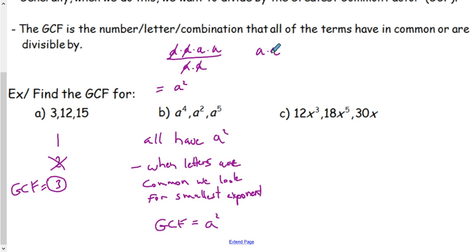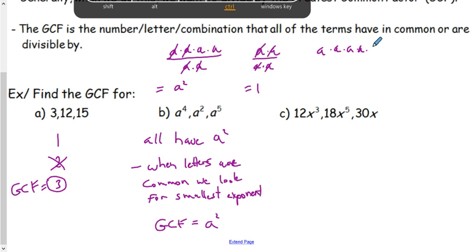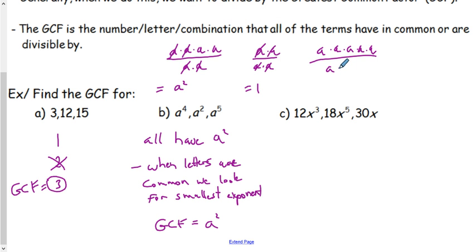What about my next term, a squared? If I divide that by a squared, a times a, everything cancels out and we're just left with 1. What if I have my a to the 5? That's a times a times a times a times a. What if I divide that by a squared? Well, I can cancel out 2 on the top and 2 on the bottom. I'm left with a times a times a. That's a cubed. So I can divide an a squared out of all of them. That's my greatest common factor.